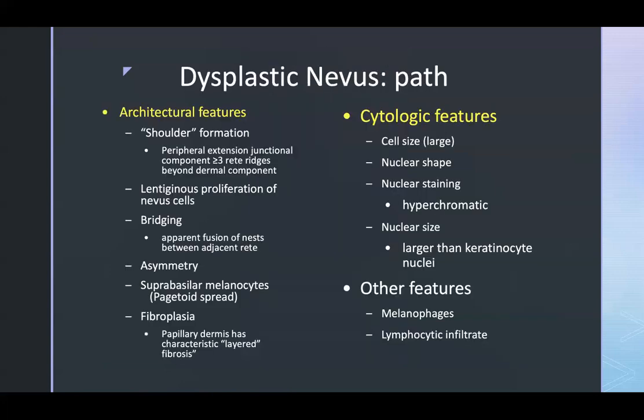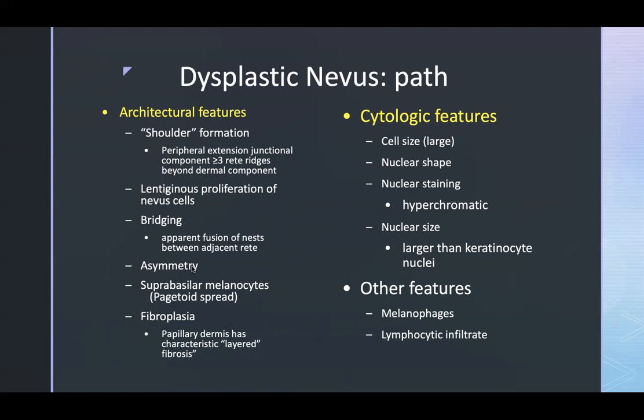So dysplastic nevi on path are separated into architectural features and cytologic features. Architectural features include shouldering, where if you have a compound dysplastic nevus, you'll see a peripheral extension of the junctional component, usually on both sides, greater than 3 rete ridges beyond the dermal component. That's called shouldering. Lentiginous proliferation of melanocytic cells.